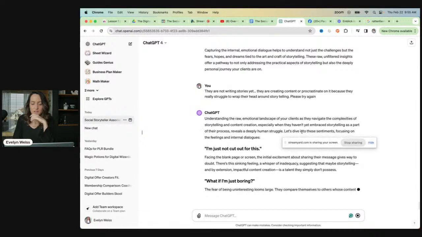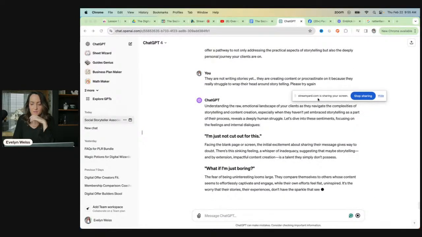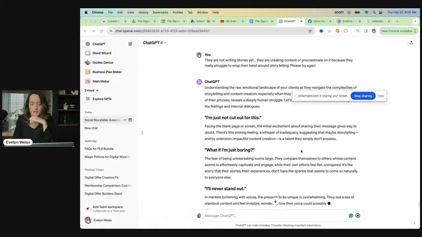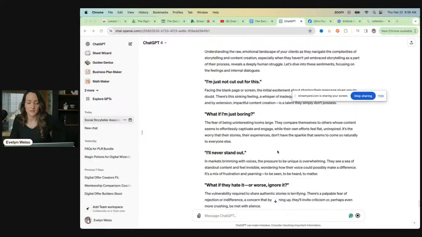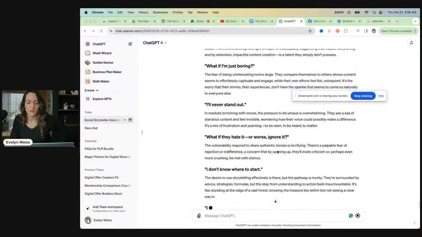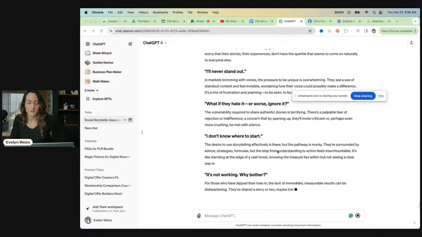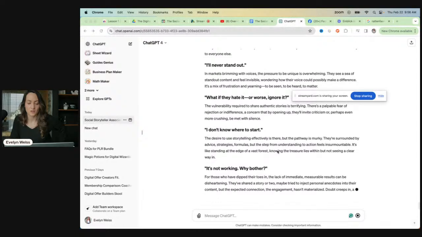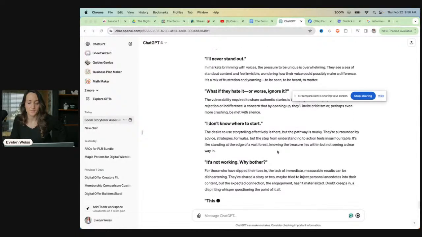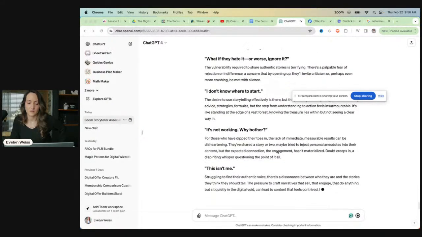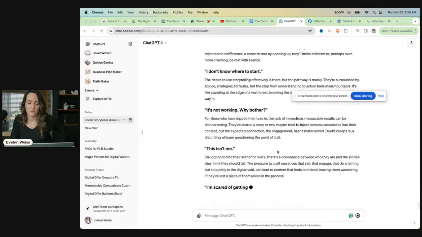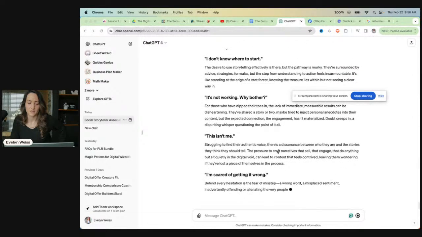I'm not cut out for this. Facing a blank page, the initial excitement about sharing a message gives way to that. There's this sinking feeling, whisper of inadequacy. What if I'm just too boring? Yes, this is a big one. The fear of being uninteresting. I'll never stand out. What if they hate it? I don't know where to start. It's not working. Why bother? This isn't me. Scared of getting it wrong.